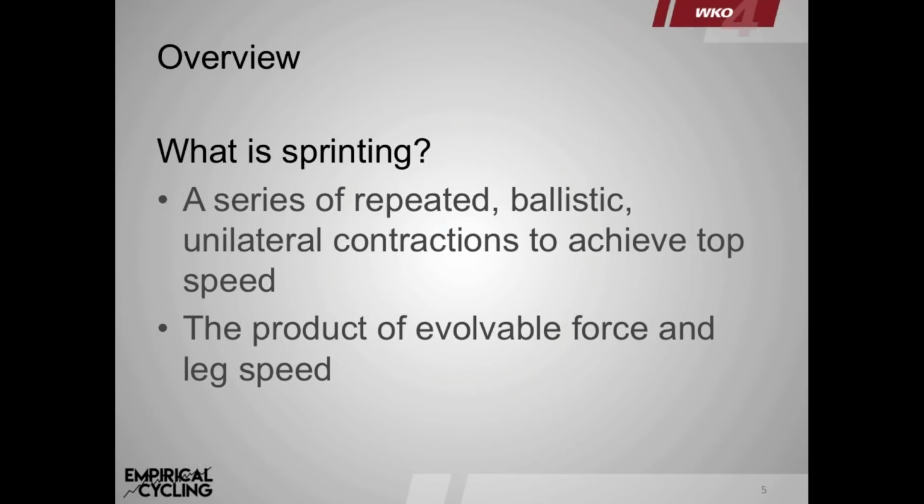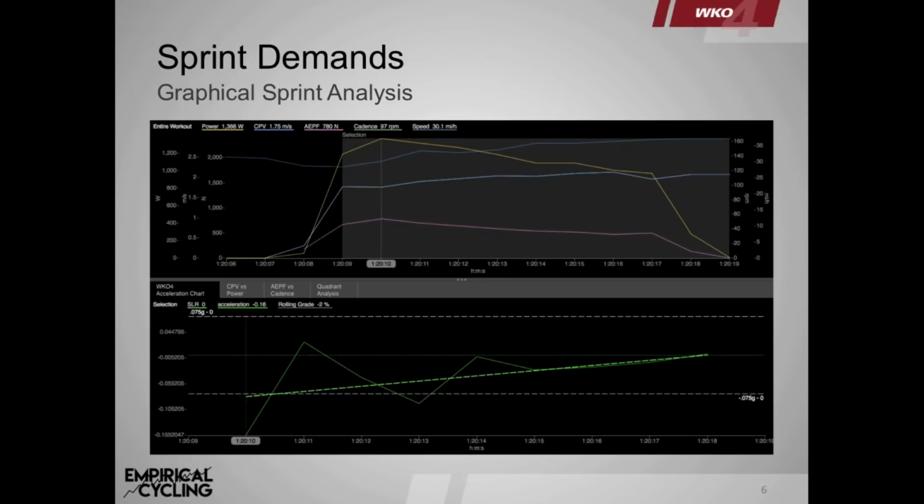Just to get an idea of what we're talking about here, what is sprinting? Let's look at a typical sprint from the end of a criterium. Here we have the athlete coasting through the final corner and starting to sprint, and we see the power immediately come up to about 1100 to 1300 watts, and then it drops off pretty steadily. We see the speed increasing, which is obviously the end goal of a sprint.